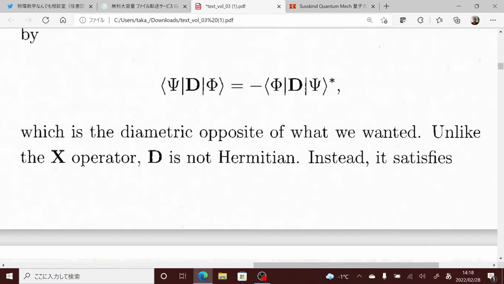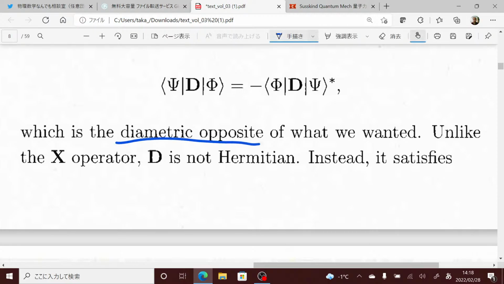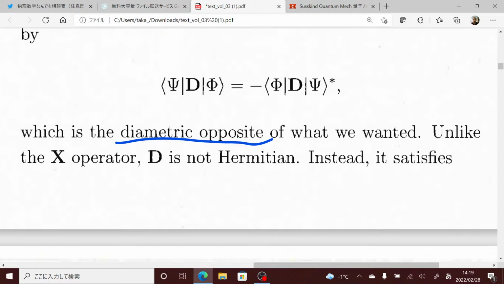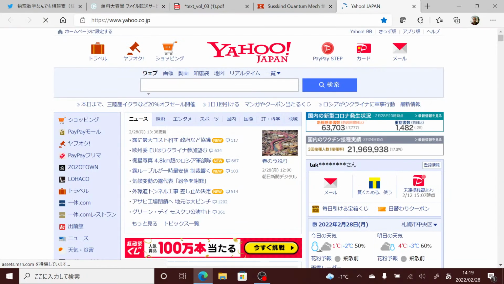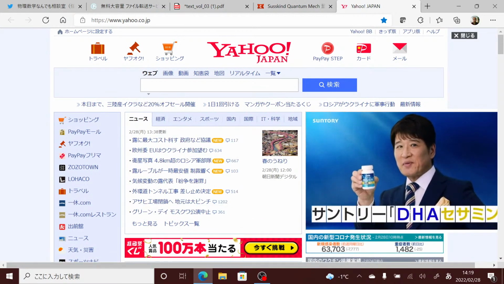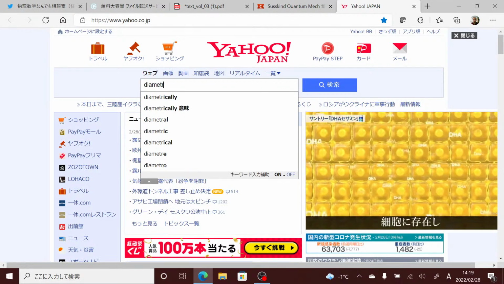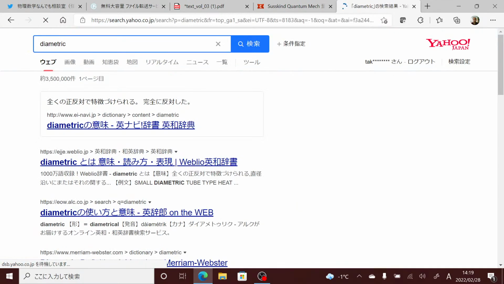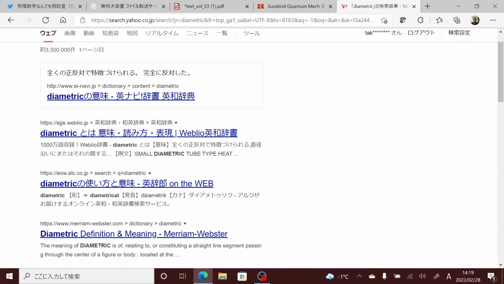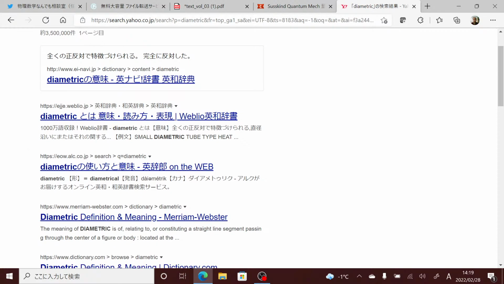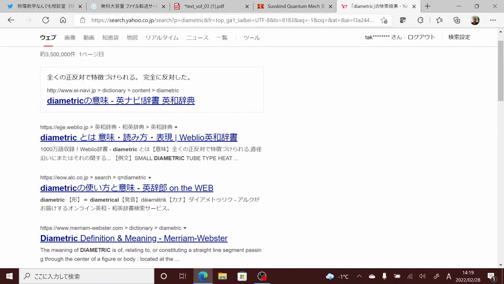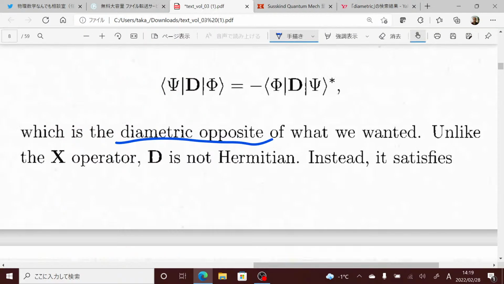which is the diametric opposite of what we wanted.